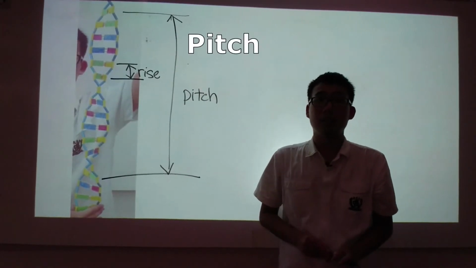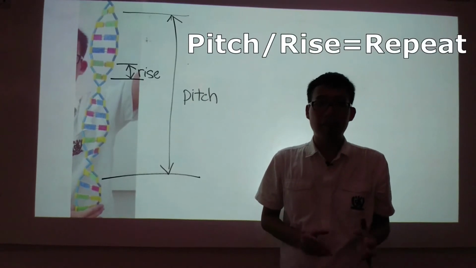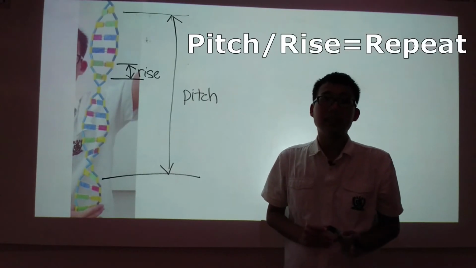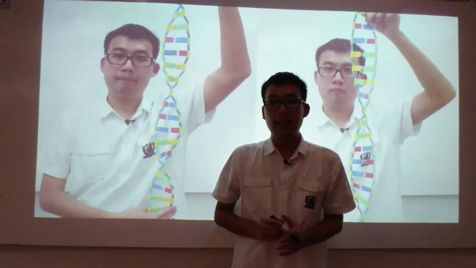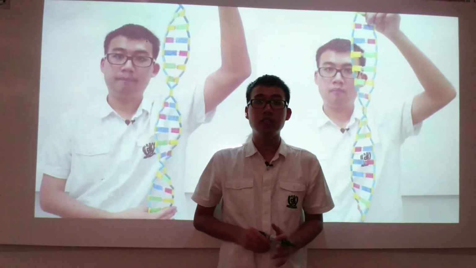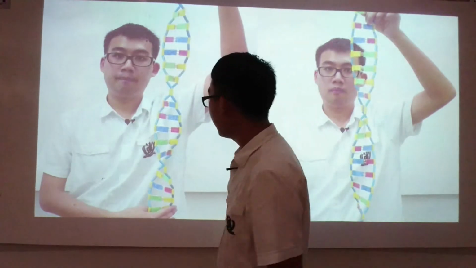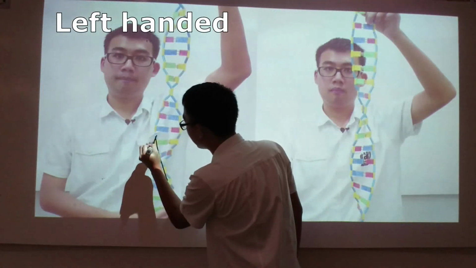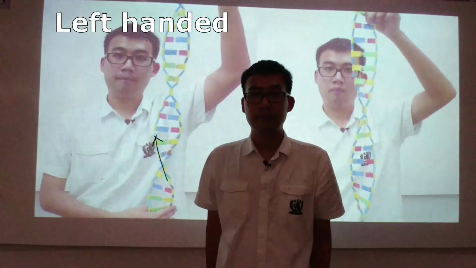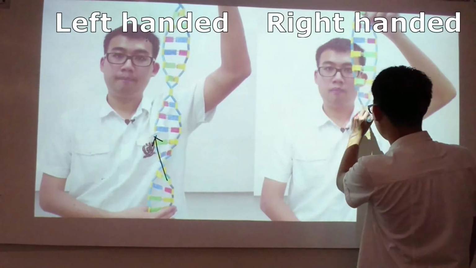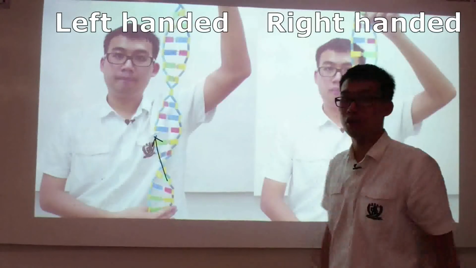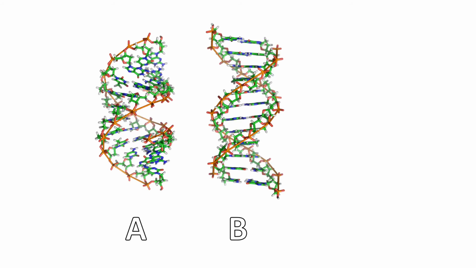By dividing the pitch by the rise, you get the repeat number, which is the number of bases in a full helical turn. Additionally, the direction of the helical turn determines the handedness of a DNA double helix. A DNA is left-handed when it rises towards your left, and it is right-handed when it rises towards your right. With all the physical properties of the DNA that I have mentioned, there are 3 different forms of DNA: A, B, and Z.